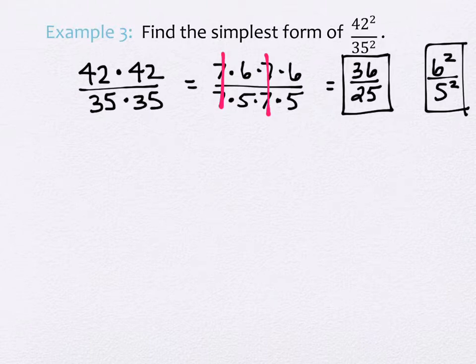If the original problem starts out top heavy, which it did, then it's perfectly fine for the answer to also be top heavy, an improper form. If the original number starts out as a mixed number, then the answer needs to be a mixed number. So it's the context in which we encounter the numbers that tells us what the answer should look like as well. On this one, it's okay that the 36 over the 25 is how it's left because it started out with 42 over 35, each of those squared.